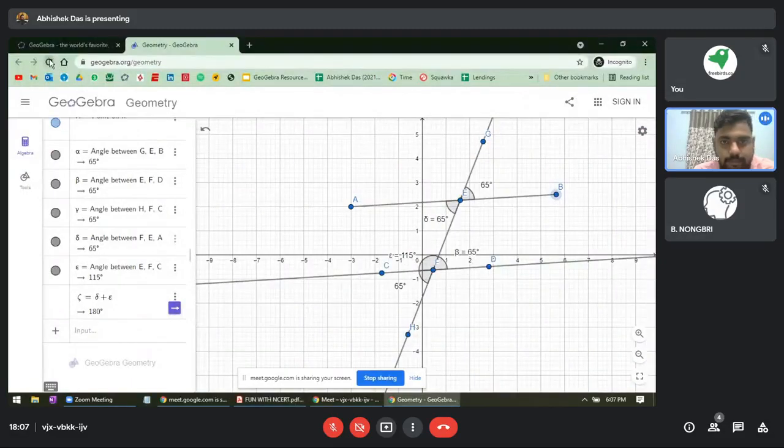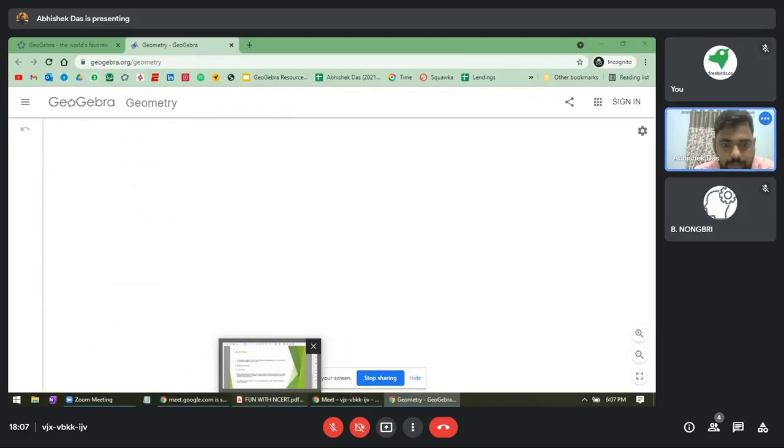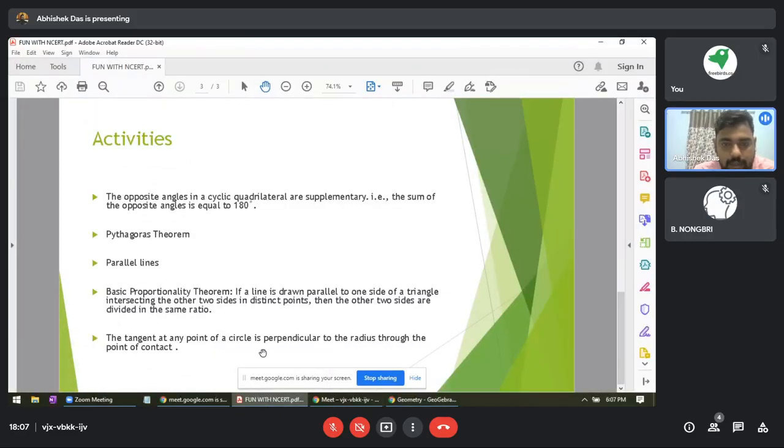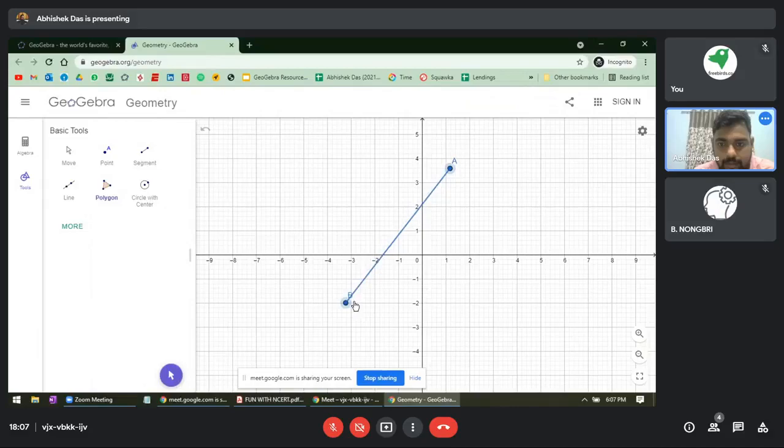Again, let me clear this up. Until then, let's read this basic proportionality theorem. If a line is drawn parallel to one side of a triangle intersecting the other two sides in distinct points, then the other two sides are divided in the same ratio. All right, let's look at it. Let's take a triangle ABC. Now let's draw a line which is parallel to BC.